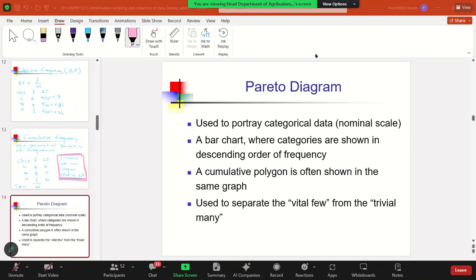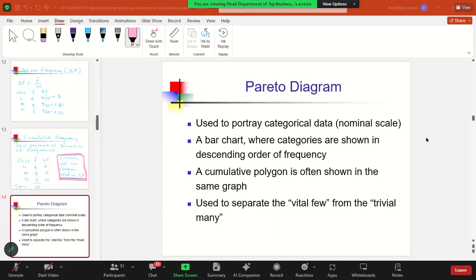So thereafter, we will incorporate a cumulative polygon on the same graph. So this is usually used to separate the vital few from the trivial many. A Pareto diagram is mainly applied in quality control studies, especially when we want to understand the most possible root cause of defects of your products. So we will construct a Pareto diagram, right?